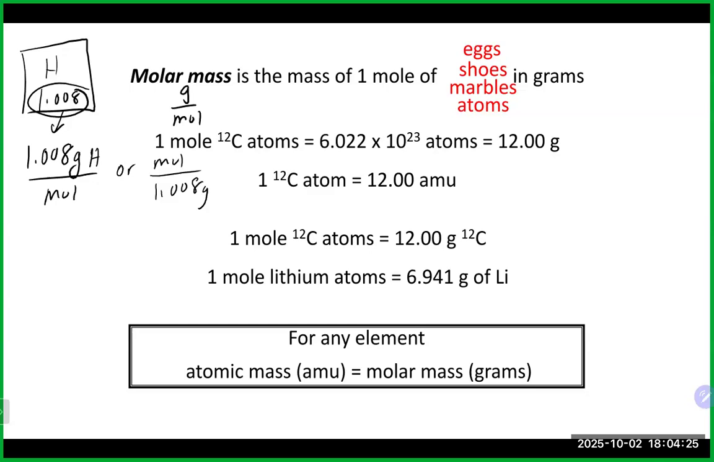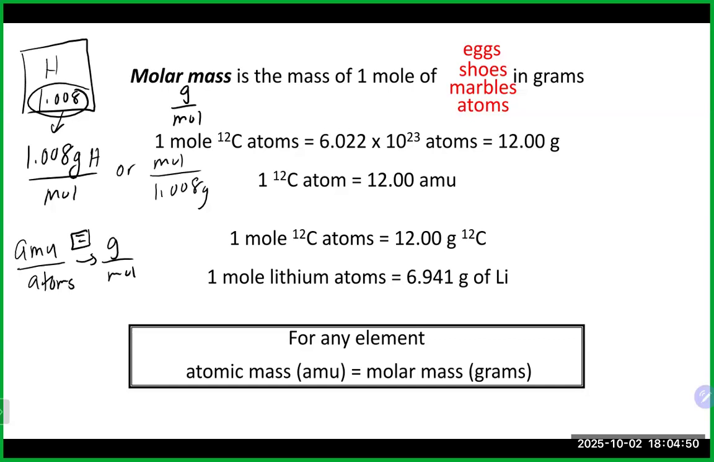The number always stays with the grams part, and it is always per 1 mole. Numerically speaking, the atomic mass and the molar mass are equal to each other. So if you do the conversion between AMU and atoms to grams per mole, they will equal each other. So they're numerically equal to each other along the way.